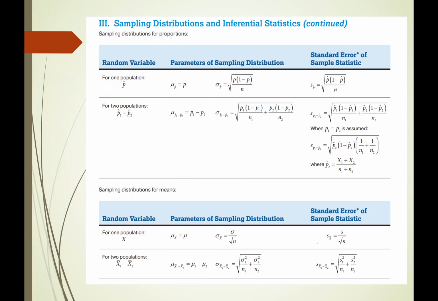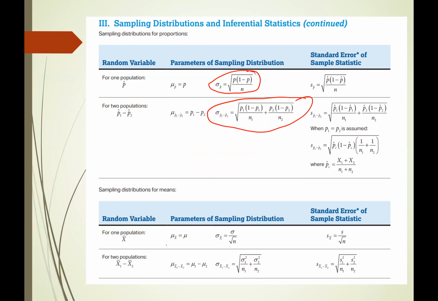So if we're doing proportions, then the mean of the p-hats is just going to equal the population proportion. So the means are pretty easy. And the standard deviation is going to be this thing. If we're comparing two populations, then we subtract p1 minus p2, and we use this big ugly thing. Well, it's not that ugly. We use this formula for standard deviation.